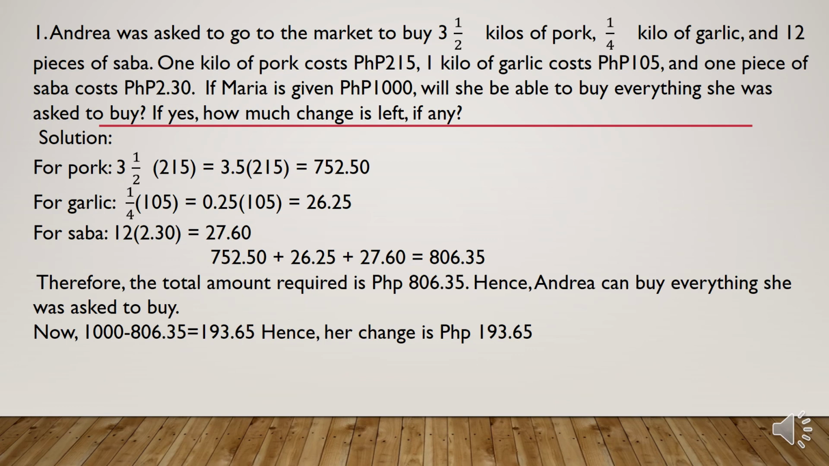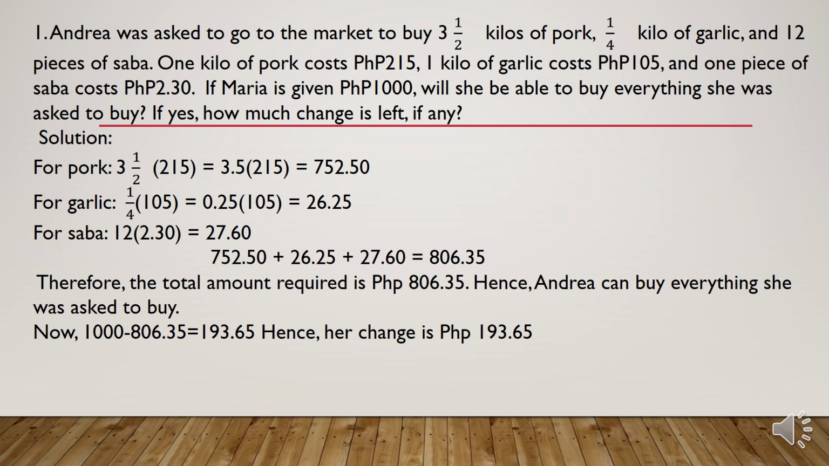For garlic, she was asked to buy only 1/4 kilo, but what is stated here is every kilo costs 105. So therefore, 1/4 is equal to 0.25 multiplied by 105. So 1/4 kilo costs 26.25 pesos. For saba, she was asked to buy 12 pieces. Each piece costs 2.30. So just multiply 12 by 2.30. So the answer will be 76.60.